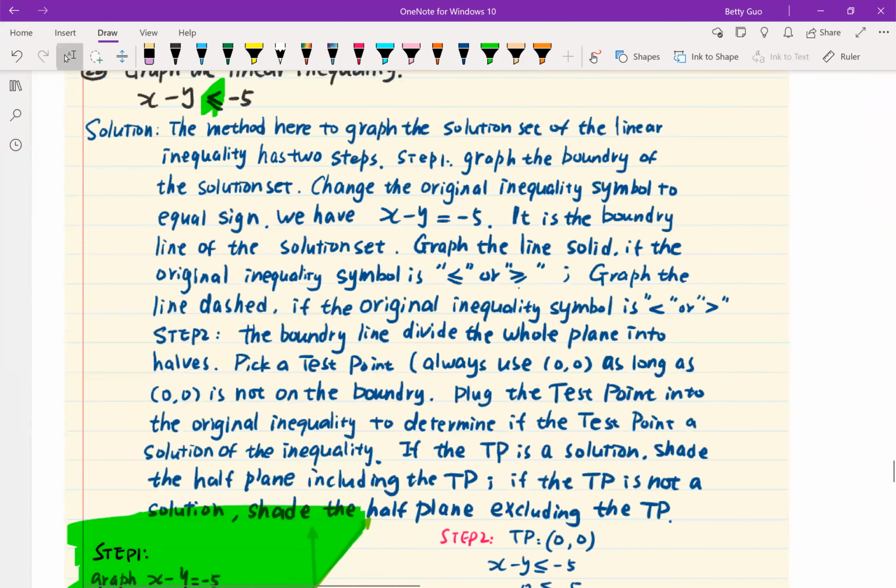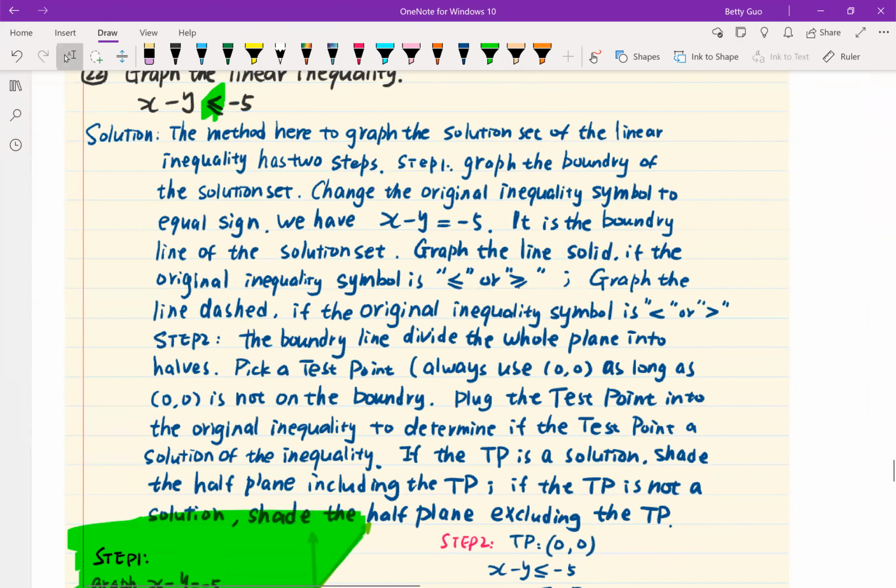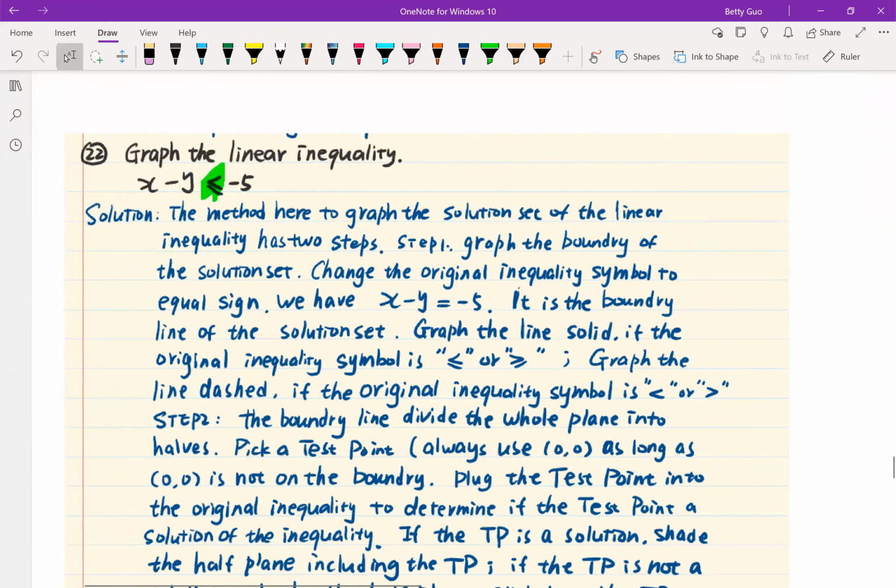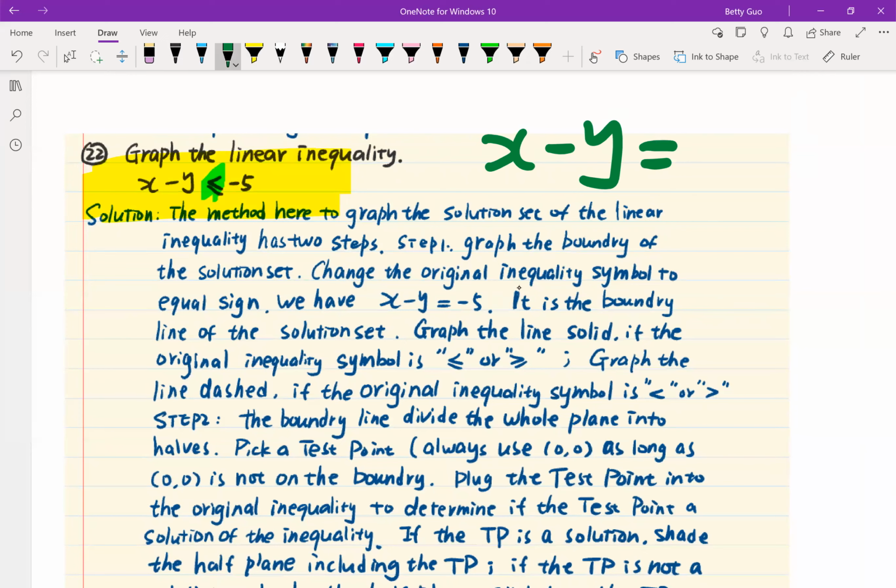And we will have x minus y, so this is the inequality, right? The yellow inequality. We're going to change the inequality symbol to an equal sign, and we will have x minus y equals -5. That is a straight line. That straight line is the boundary line of the solution of the inequality.